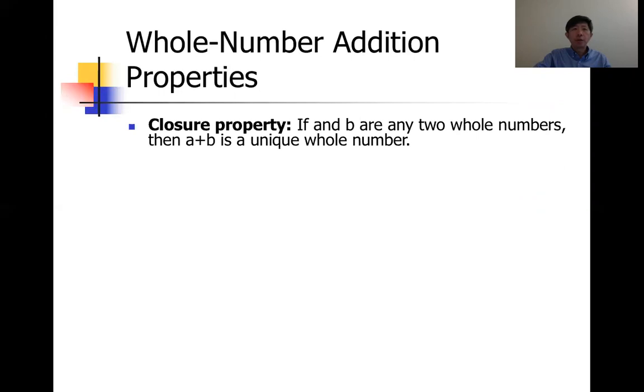The first property is the closure property. If A and B are any two whole numbers, then A plus B is a unique whole number. Now here, for example, 5 is a whole number, 3 is a whole number. So we add together, we get 8. So 8 is a unique whole number.